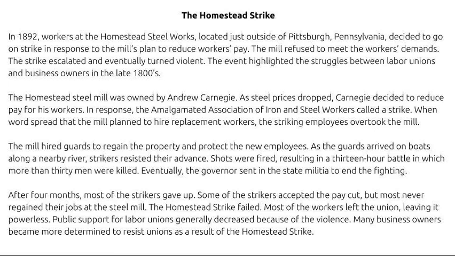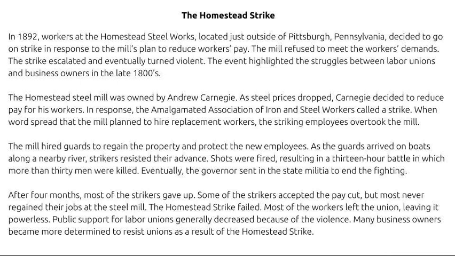The mill hired guards to regain the property and protect the new employees. As the guards arrived on boats along a nearby river, strikers resisted their advance. Shots were fired, resulting in a 13-hour battle in which more than 30 men were killed. Eventually, the governor sent in the state militia to end the fighting.